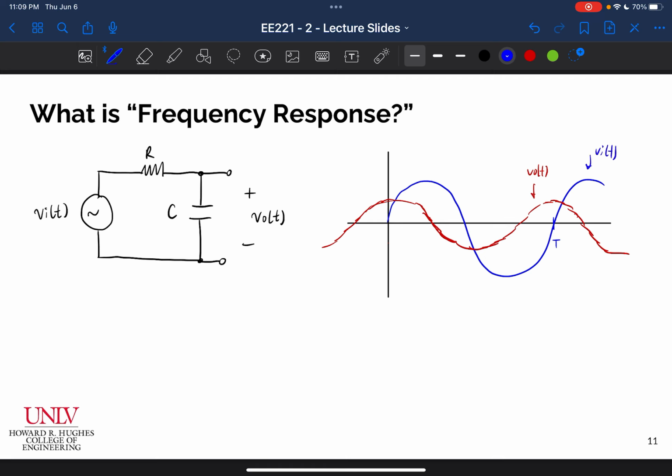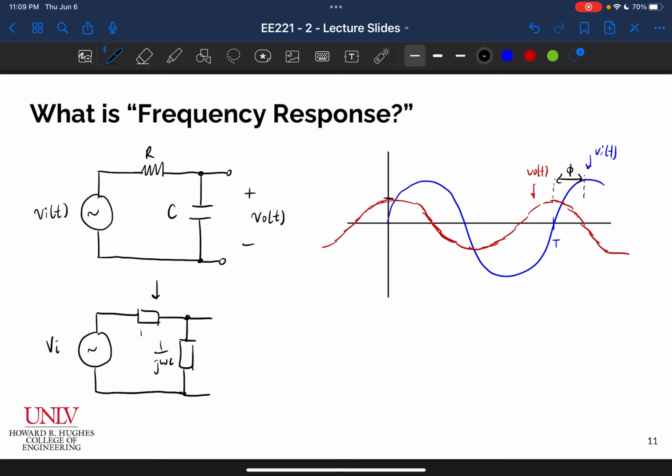And so I had some input and some output. Of course, there's some phase shift associated with these, and then there's some change in magnitude. This is the magnitude here, and this is only at one particular frequency. And so we remember that we could represent the circuit as Vi in the phasor domain, a resistance, a capacitance, or an impedance of 1 over j omega C. This is R, and then this voltage would just be V out.